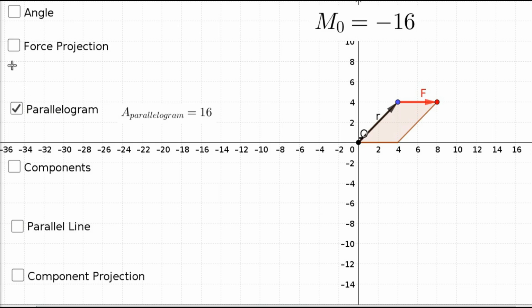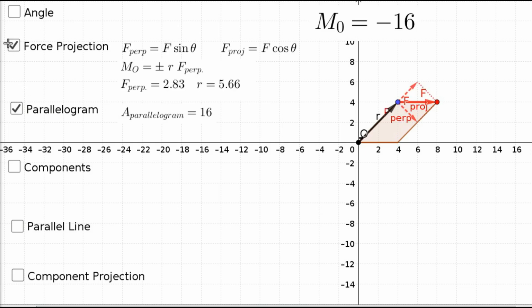So if we turn our projections back on so that we can see the projections, we'll notice that this area of this parallelogram, you can treat r as the base and F perp as the height of this parallelogram to get the area of the parallelogram.